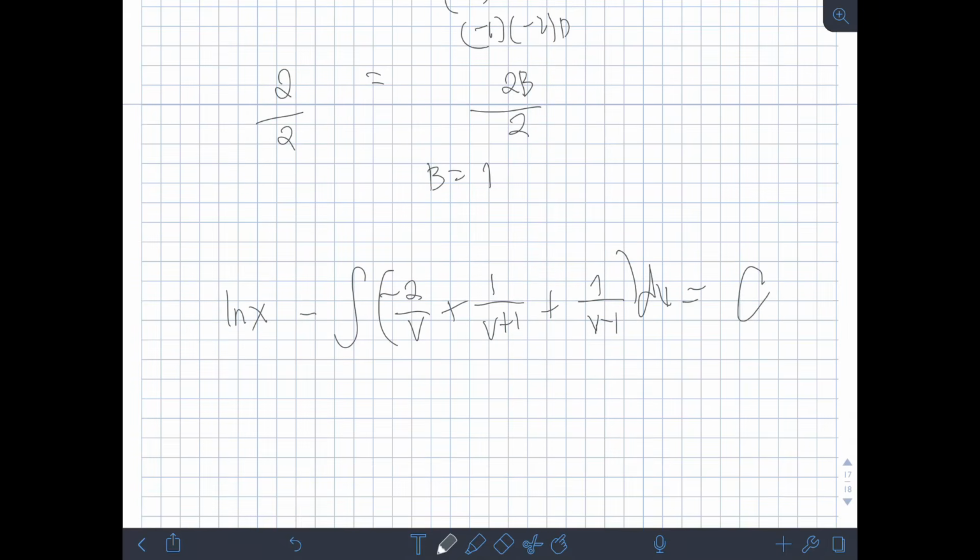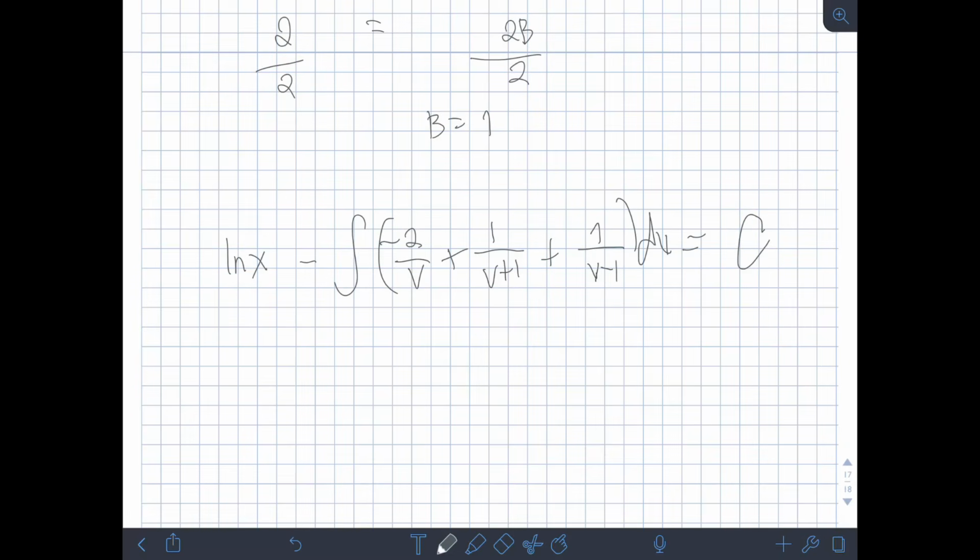Okay? So, therefore, pag in-integrate natin to, we have ln x. Itong negative, i-distribute pa pala natin. So, ito ay magiging positive 2 na. So, plus 2 ln v. Tapos, ito rin, magiging negative ln v plus 1. Ito rin, magiging negative ln v minus 1. So, we have equal c.